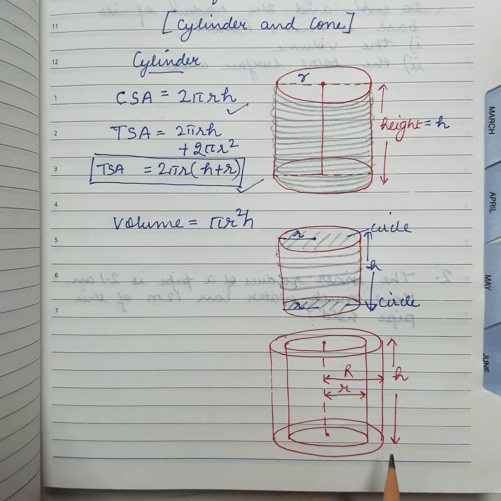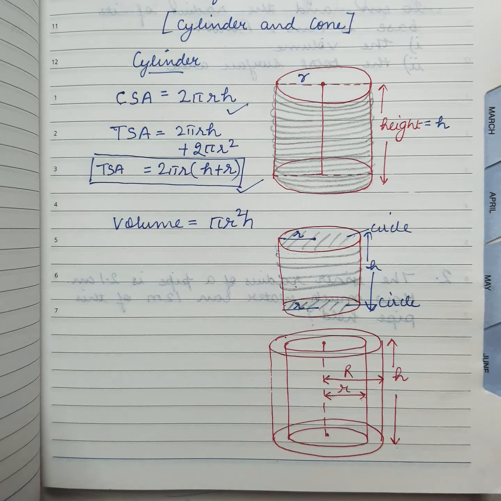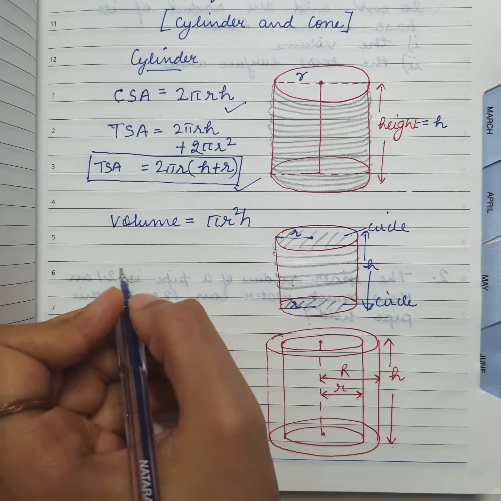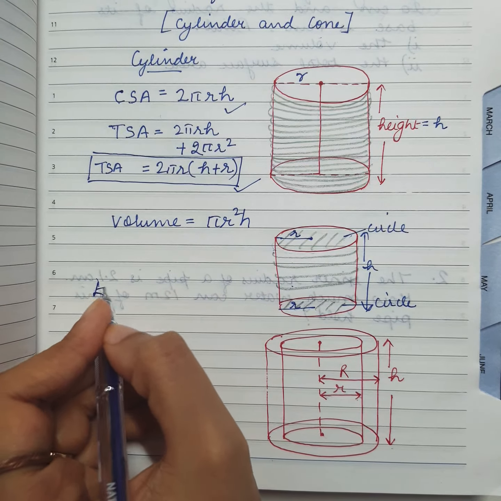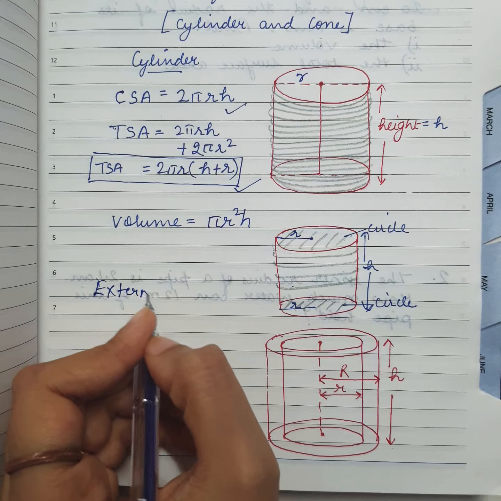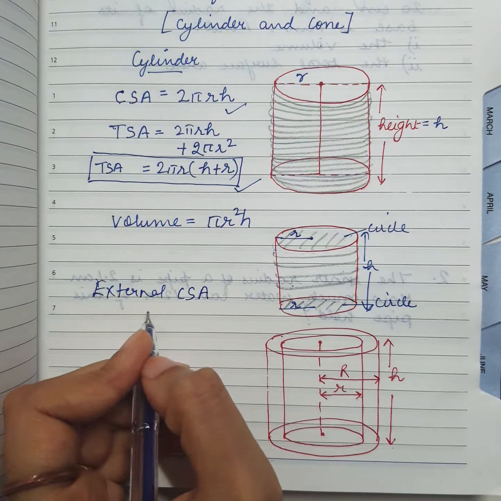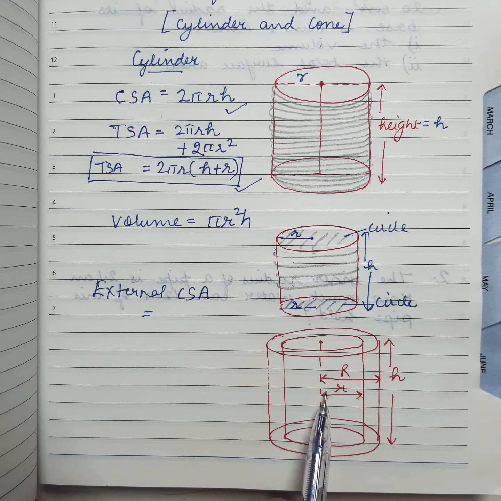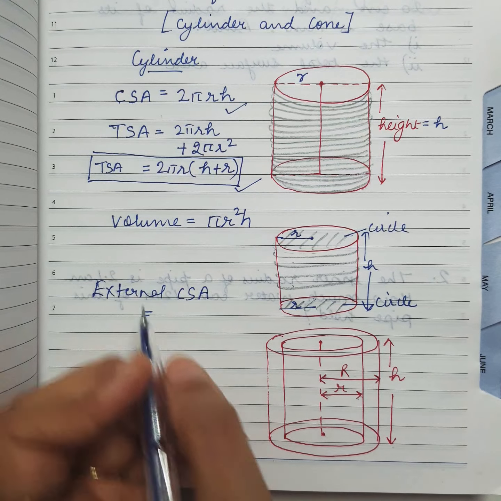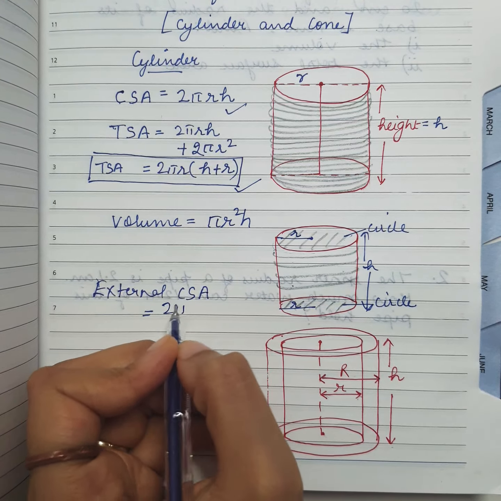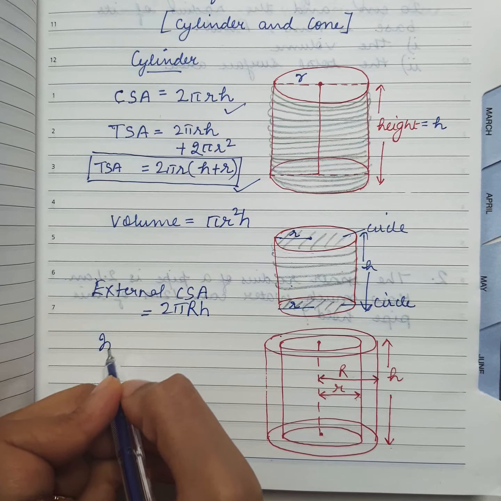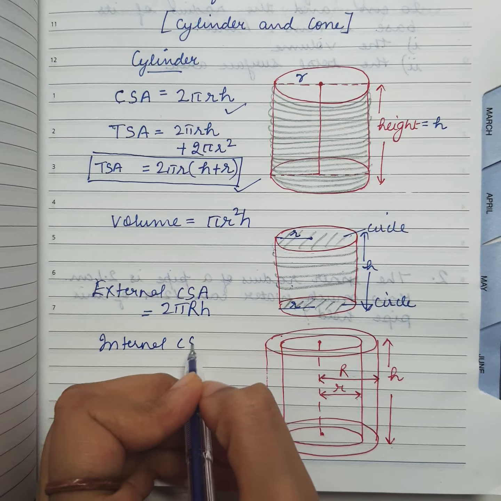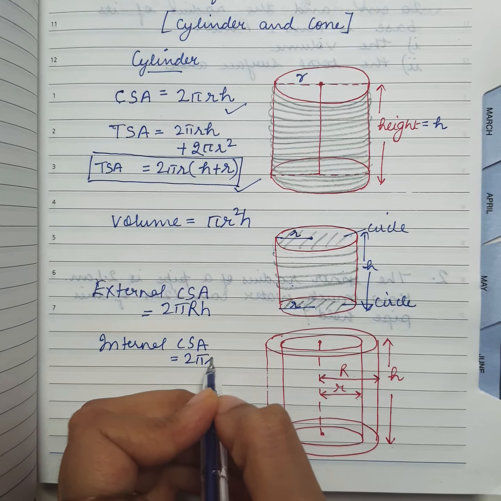Hollow cylinder क्या होता है? A cylinder which is empty from inside, अंदर से खाली होता है. That is known as hollow cylinder. So here we have external curved surface area of this hollow figure, external CSA. CSA is actually 2 pi r h. So in this case external radius is capital R, so 2 pi R h. Internal CSA will be same, 2 pi but small r h.